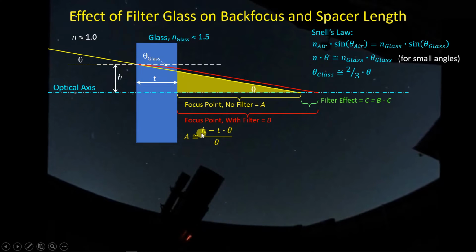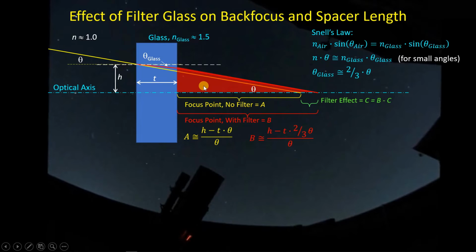And if you take a moment to look at the geometry here, you can see that you take this height from here, where this dashed line crosses the back face of the filter, minus this distance here, t times theta, and divide it by theta. That becomes the distance A back behind the filter, where the focus point would be if we had no filter. If this were air, this is where we would be focusing, but it's glass.